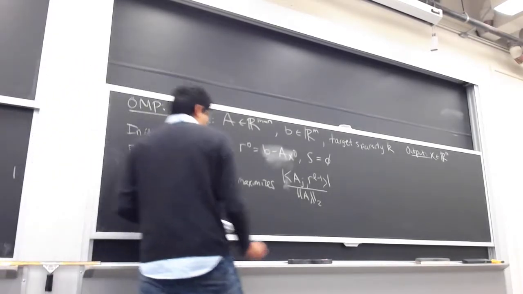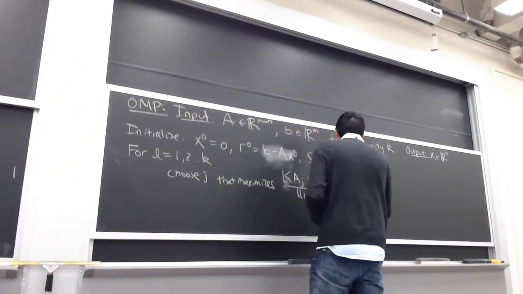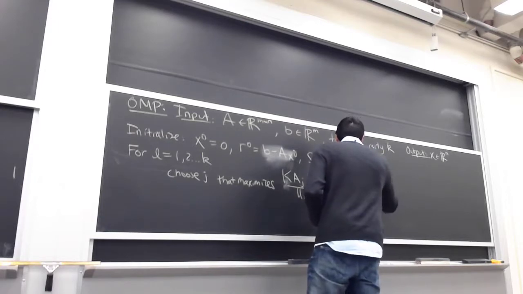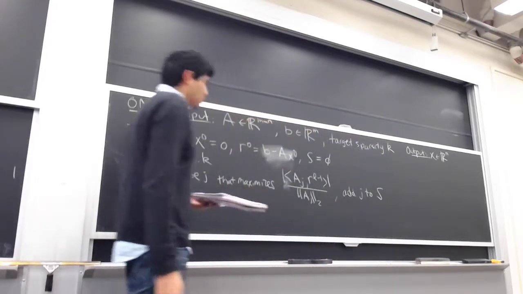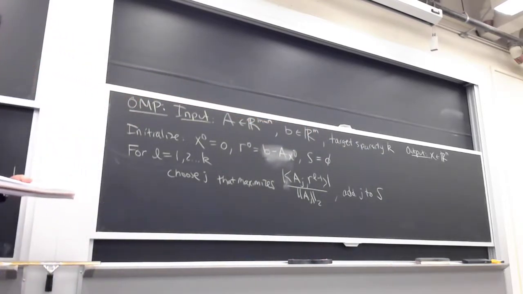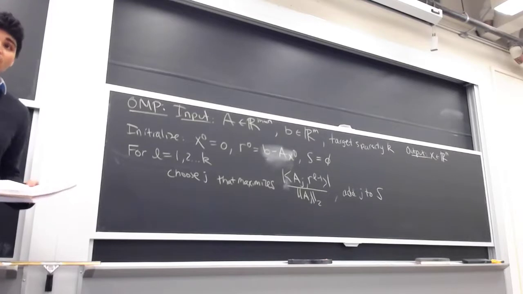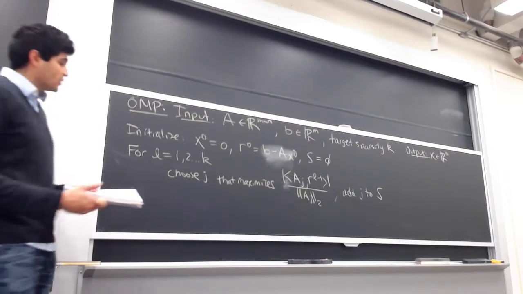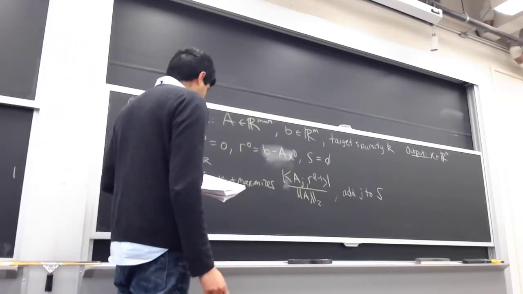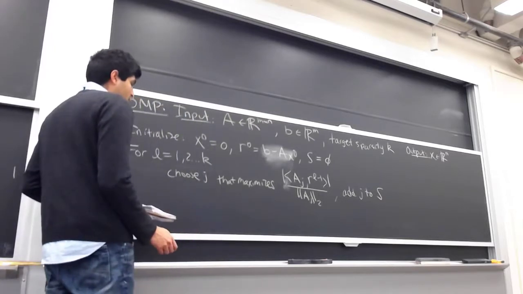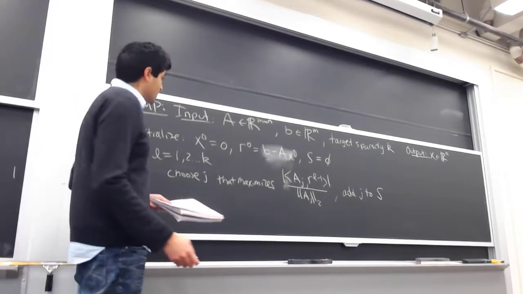And then what you do is you just add J to S. So it's a very simple, greedy selection rule. Pick the column which makes the most progress in explaining what your current residual is. It actually allows you to reduce its norm the most. But the key point in all of this is, how are you going to update your residual?